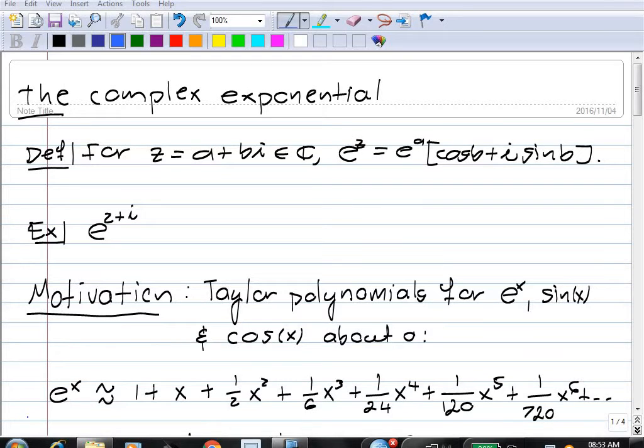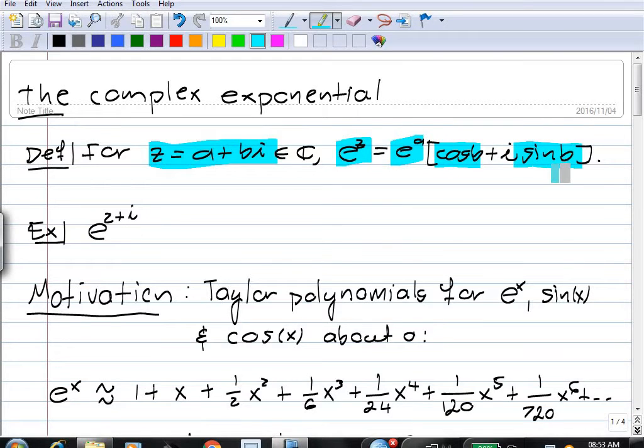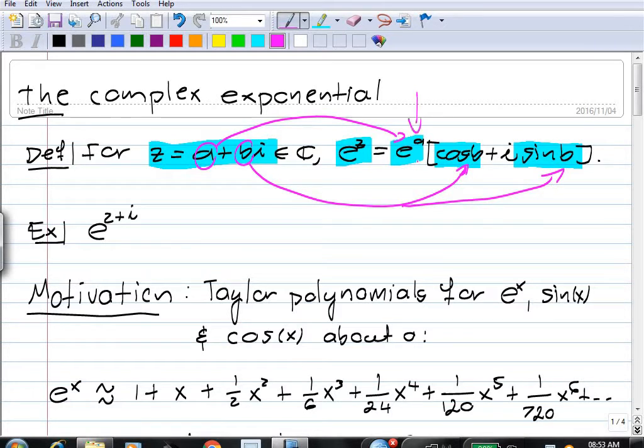Hello. In this video I want to discuss the complex exponential. So the question is, if we are given a complex number z, say a plus bi, how should we define e to the power z? The right definition turns out to be the following: e to the a times cos b plus i sine b. So the real part a goes in there, and the imaginary part goes in there. Note here what we've got, e to the a, that's just a normal real exponential.